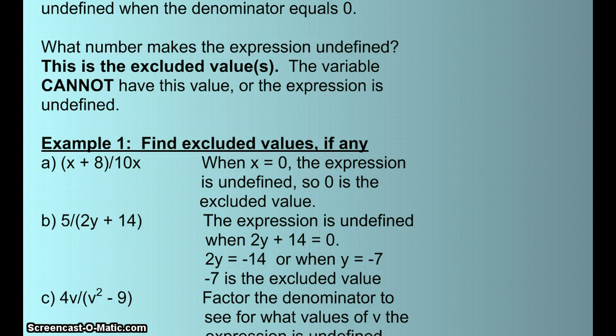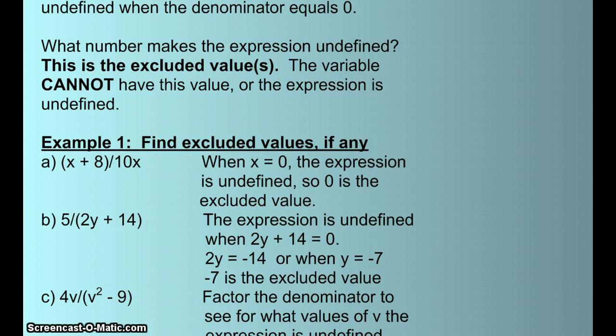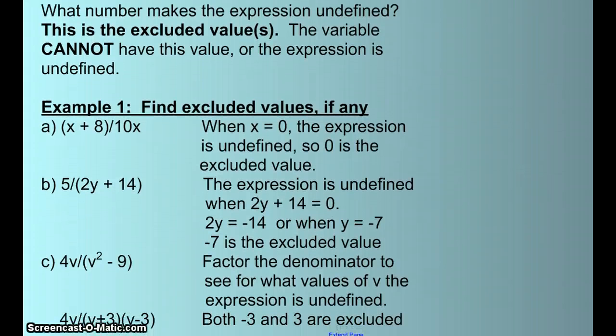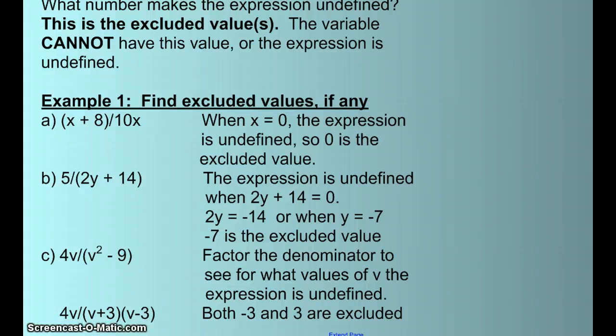In C, we have 4v divided by v squared minus 9. To solve for the excluded value, you have to factor the denominator. So factor it to see what values of v make it undefined. Now this is a difference of two squares. So you're going to take 4v divided by v plus 3 times v minus 3. So in this case, you have two excluded values, both negative 3 and positive 3.